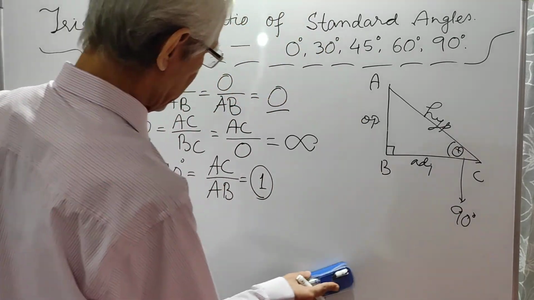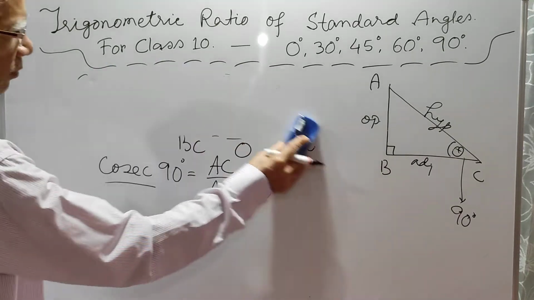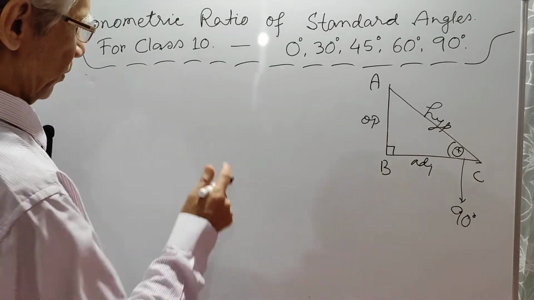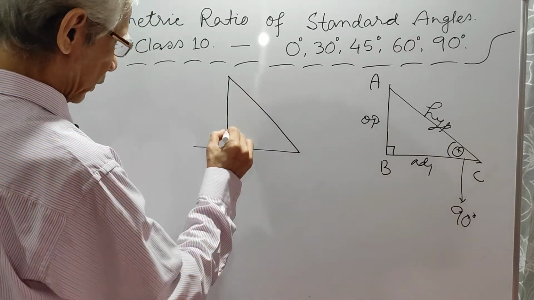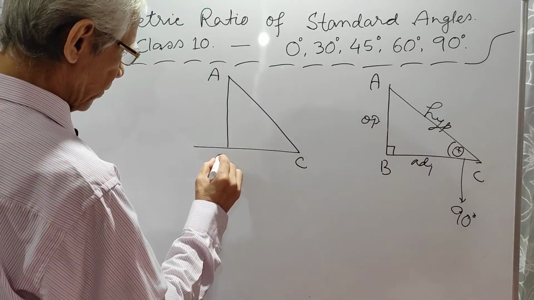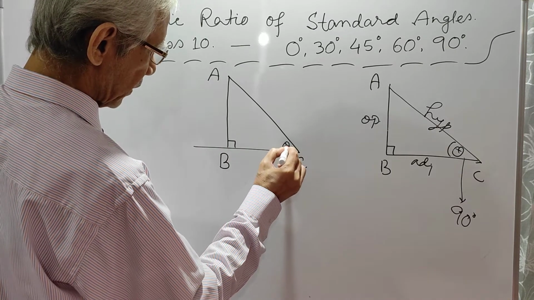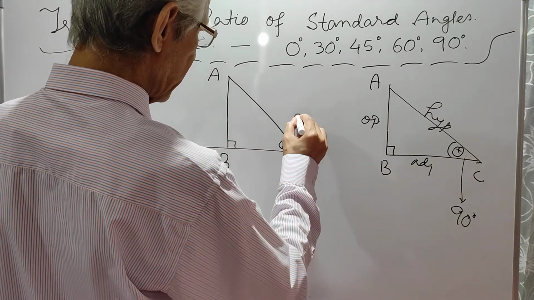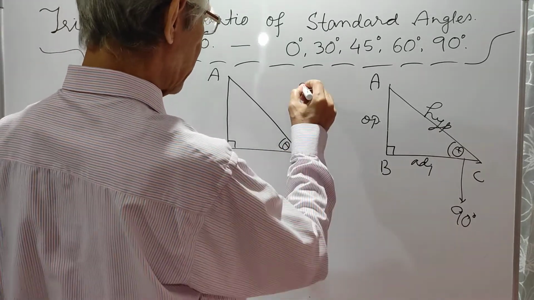Trigonometric ratios of 0 degree. Okay, now again, let me explain with this diagram like before. So this is C, this is A, this is B. This is 90 degree, then this is angle theta. Okay, now this is a line perpendicular to BC.